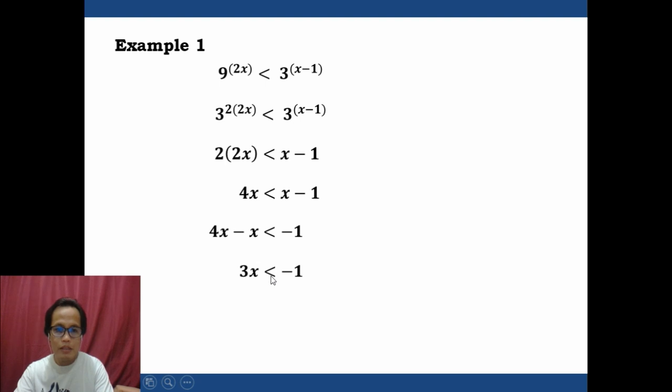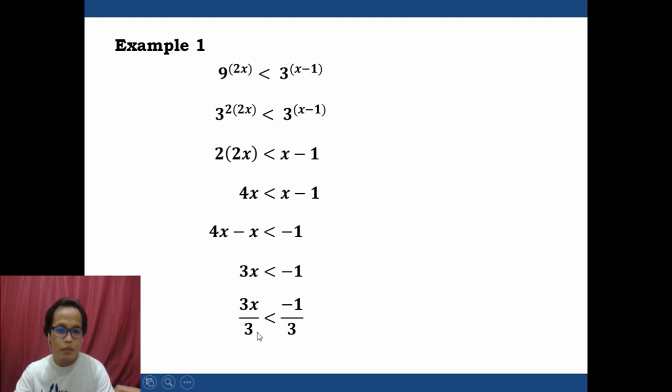Then copy less than, copy negative 1. Since kay x raman ang atong pangitaon, kinahanglan ato ning tangtangon ang 3. So we will divide both sides by 3 by division property of equality. So 3x, we divide by 3, kaya nag-divide man ta og 3 diri, mag-divide sab ta og 3 diri.